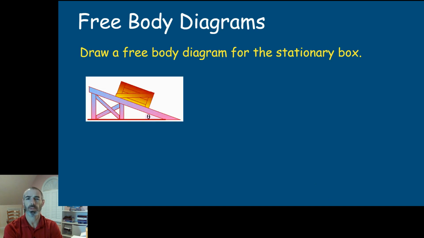So let's look at a little more complicated situation. We're going to draw a free body diagram for this stationary box on an inclined ramp. So we have the box, the earth, and the ramp. Now the interactions are between the ramp and the box, that's the normal force, and the earth and the box, that's the gravitational force. Now we want to draw our free body diagram.